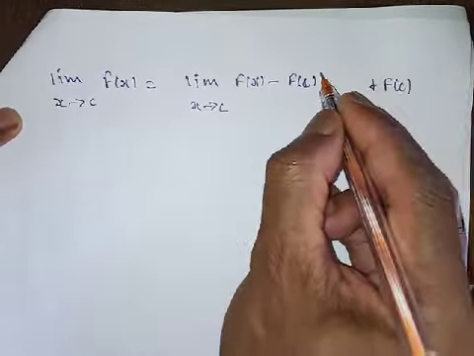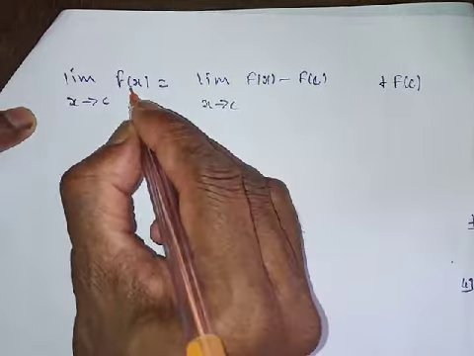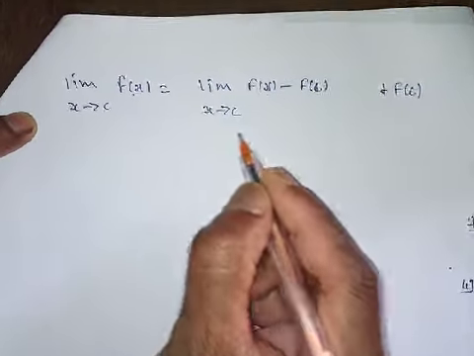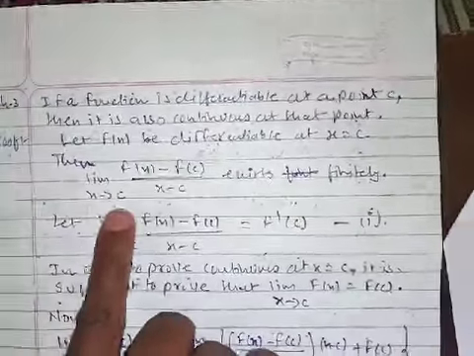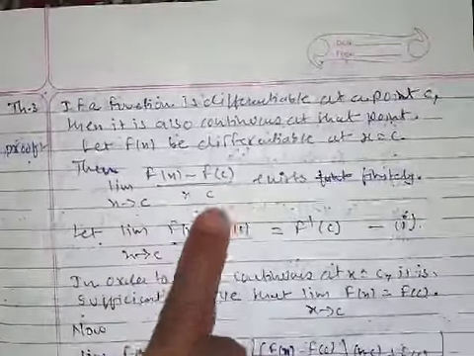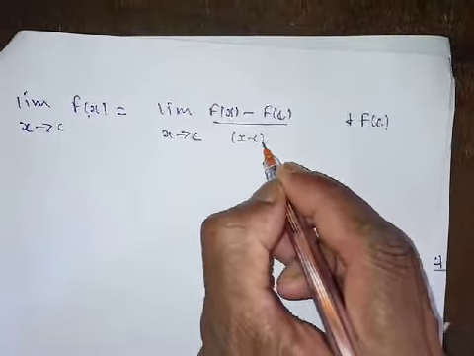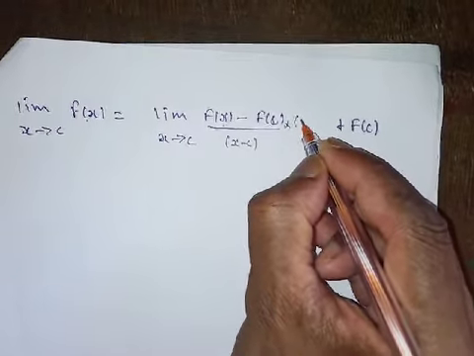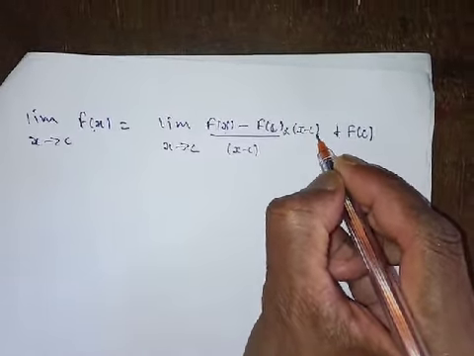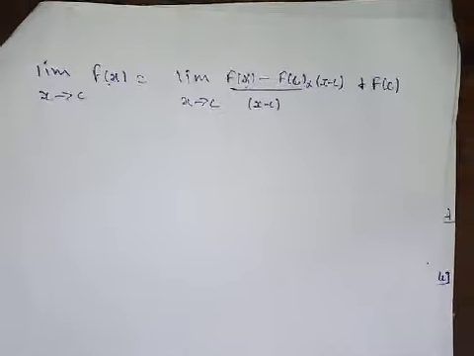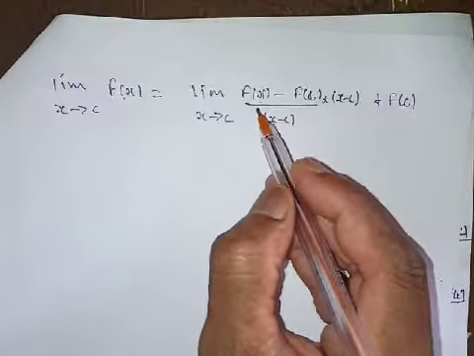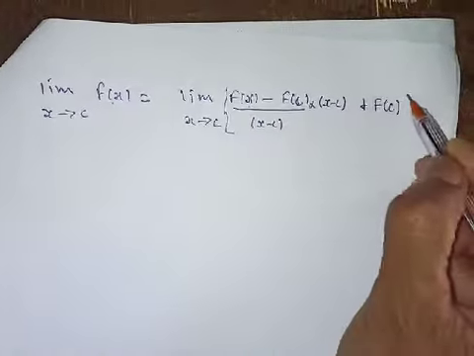Now f of c and f of c will cancel, again we'll get f of x, limit x tend to c, f of x. Now what is there here, limit x tend to c, f of x minus f of c upon x minus c. So here we don't have x minus c, so what I'll do, multiply it and divide it with x minus c. Okay. Now I will apply the limit on this.